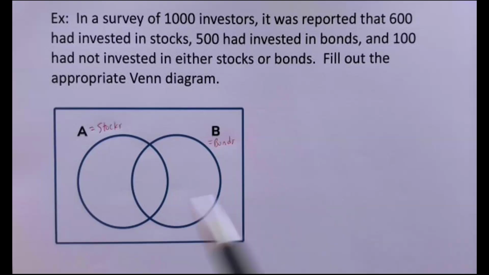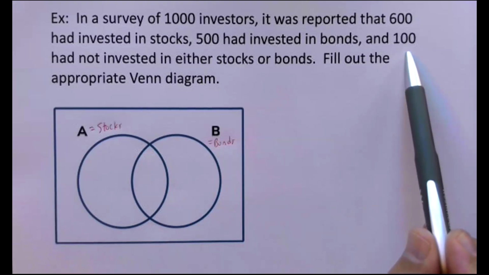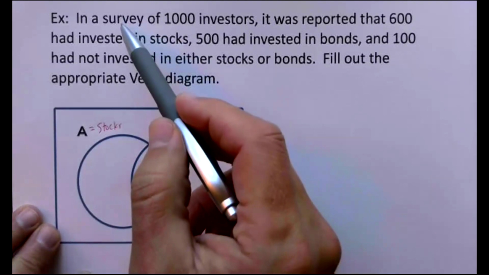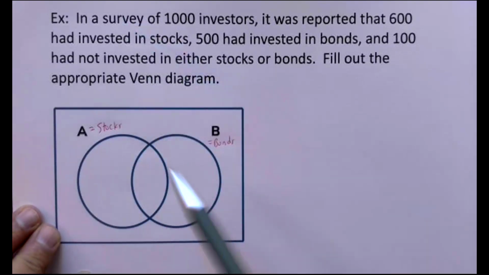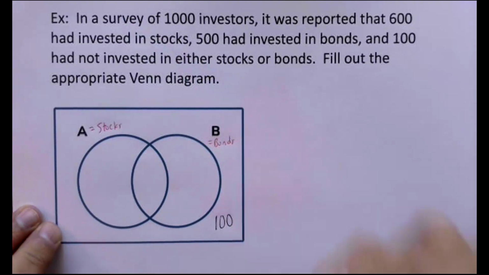So I don't really know what to do with the 600 or the 500 yet. I know that these two numbers add up to 600, and I know that these two numbers add up to 500, but I don't really know what to put in there yet. I do know what to do with this 100. It says 100 people did not invest in either. That means 100 people were part of my universal set. They were part of the survey, but they did not invest in stocks or bonds. Those 100 people are out here.